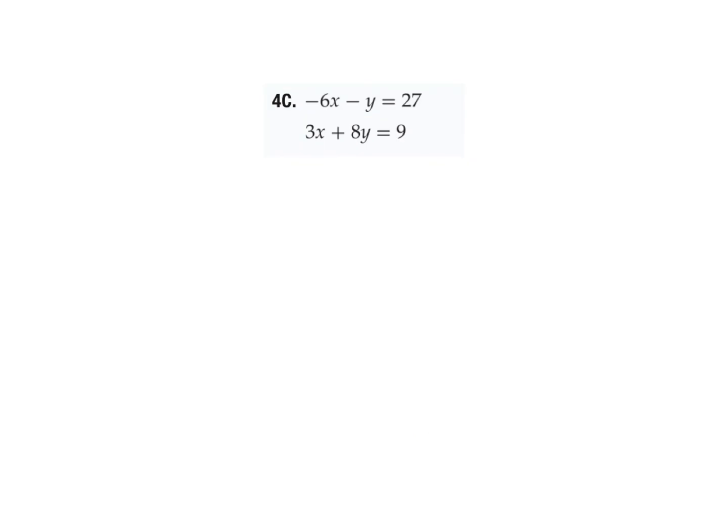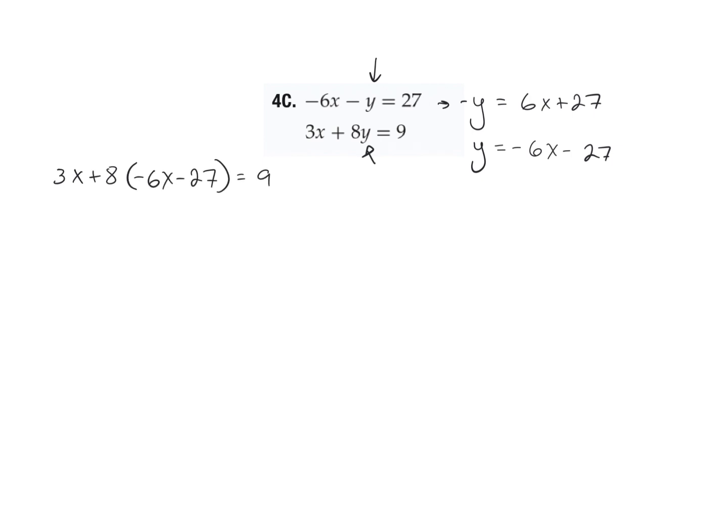Now I'm going to go ahead and also solve for y in this case since it's by itself. So I'll get negative y equals 6x plus 27. But I want to make sure the y is positive, so it's going to become y equals negative 6x minus 27. I just divided everything by negative 1. I'm going to go ahead and plug it into here. So I'll have 3x plus 8 times negative 6x minus 27 is equal to 9.